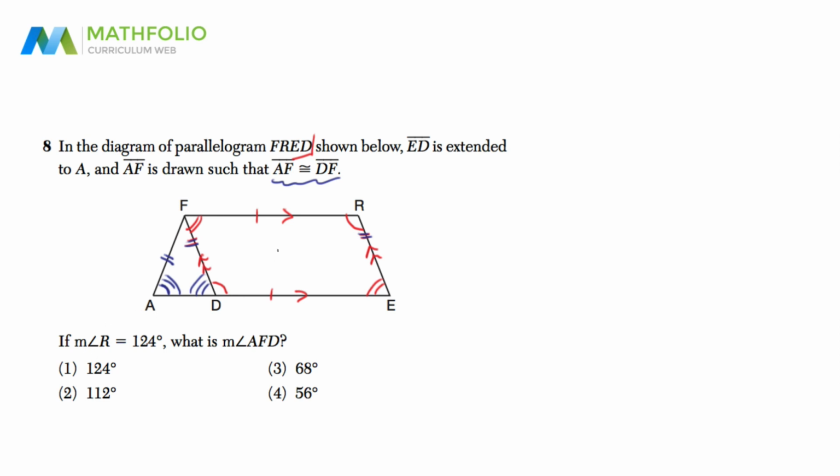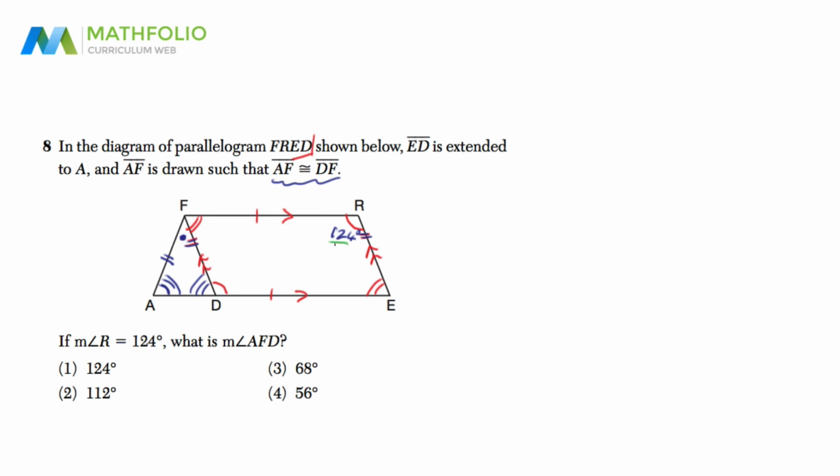It says the measure of angle R is 124 degrees. And it says, what's the measure of angle AFD? So A to F to D. So that's right here. I'm going to put a big dot. Wants to know that angle. So I'm going to change up the color because this is where we do more than just label. So far we've labeled everything and we've written what we know.